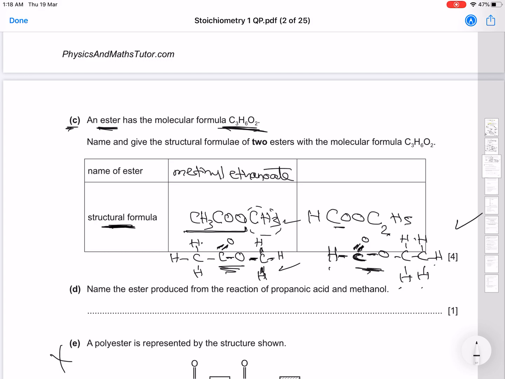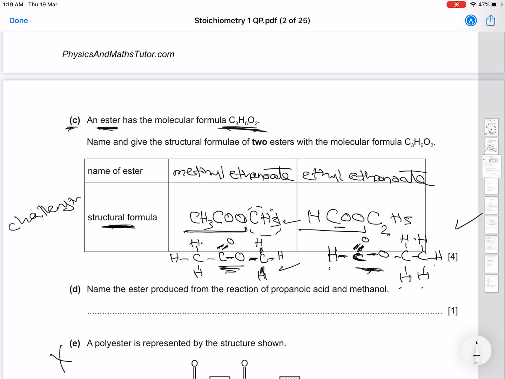What would I name it? Where is my acid? It's over here. It's the methanoic acid. And my alcohol is the C2H5, which is the ethanol, right? So I would call it ethyl methanoate.